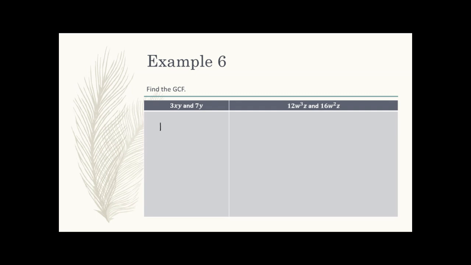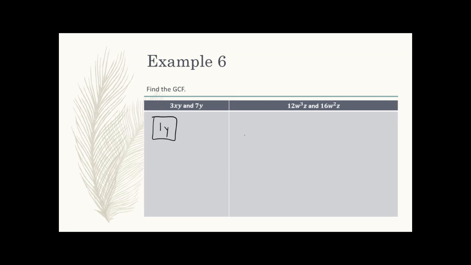So then I move on to the y's. I have a y in the 3xy, and I have a y in the 7y. That means they both have a y in common, so I can divide out a y. So my GCF is 1y, and I'd be able to divide that out.